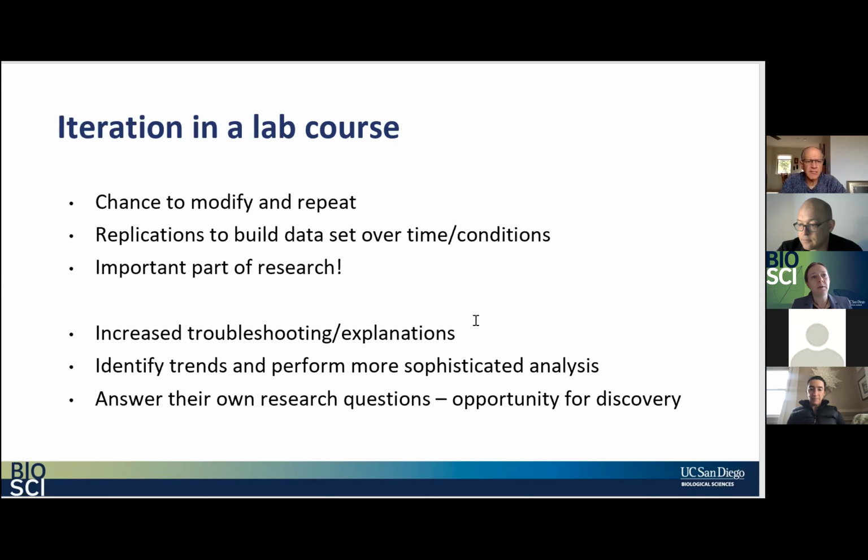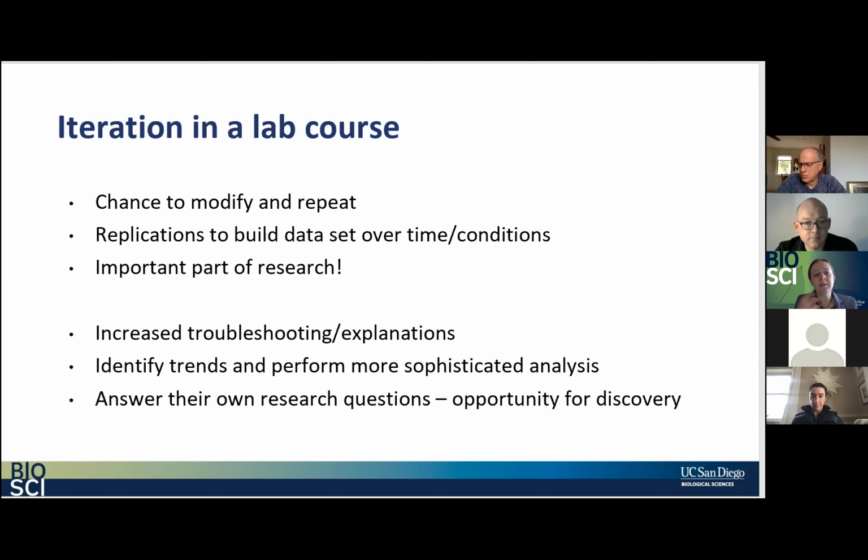In another course, students were collecting environmental samples at different times of the year, and so our data set keeps growing and growing. And iteration, I'm sure we can all appreciate, is a really, really important part of research, and the learning that happens from it is really important. Increased chances to troubleshoot and generate much more interesting explanations and have much more interesting conversations about what's going on. The opportunity to identify trends. So when you have this larger data set, maybe you can see a trend emerge, versus if it's a really small data set, you might not necessarily see those trends.